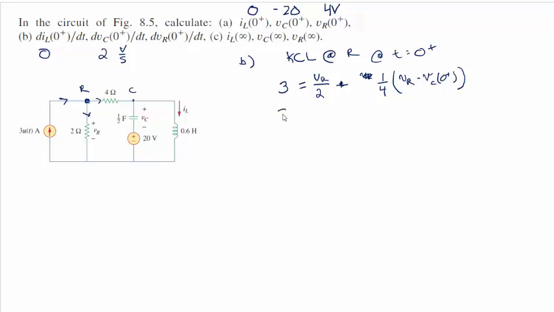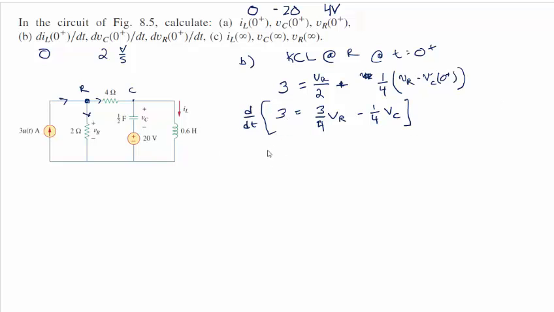So I'm going to rearrange the terms a little bit, combine the VRs right here, so that becomes 3/4 VR minus 1/4 VC. I'm interested in the rate of change of the voltage R, so that means I need to take the derivative of both sides with respect to time.